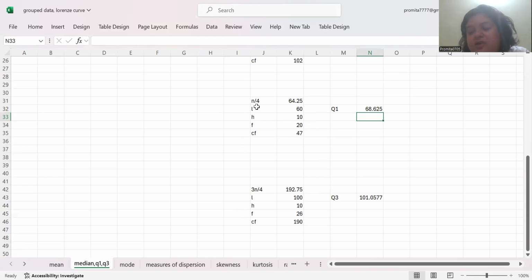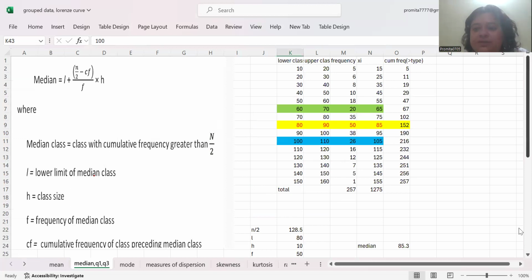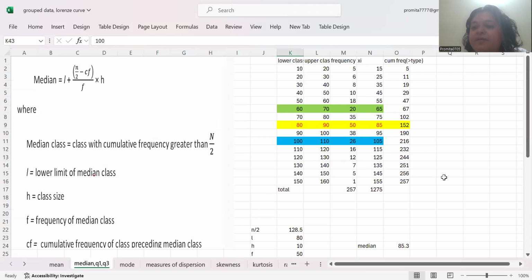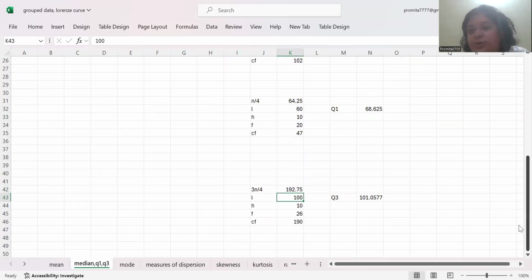There, instead of n by 2 or n by 4, we'll be calculating 3n by 4, which is 192.75 in this case. Then we identify the lower boundary of the class, that is 100, and we use this particular formula. Just as in the median formula, instead of n by 2 we have 3n by 4, and the corresponding cumulative frequency and frequency of that particular class, to calculate the third quartile here, which is 101.0577.